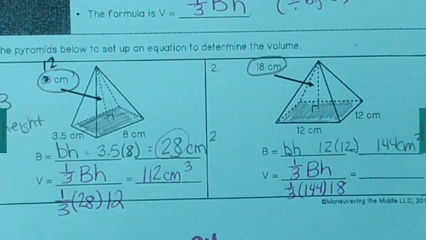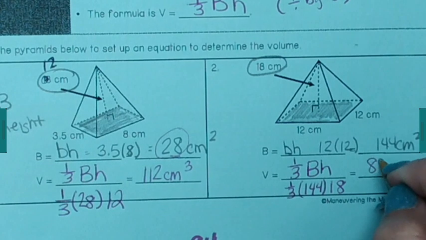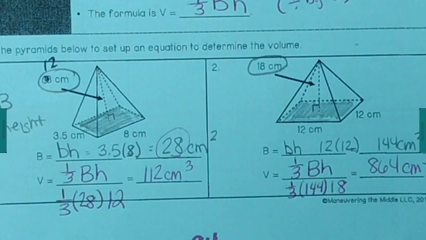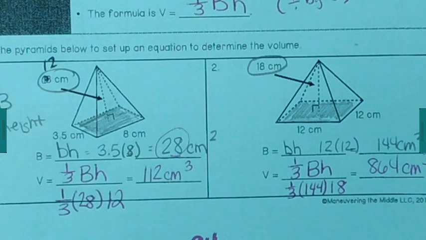Everybody should be participating. If you need a calculator, come get one. If you need a calculator at home, grab your phone, use the computer. But everybody's participating. Okay, Jamie, that is correct. Thank you. Is it 864? Yes, perfect, Jonathan. Thank you. 864 centimeters cubed.